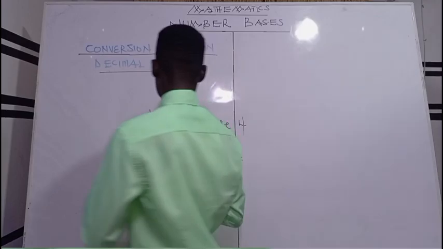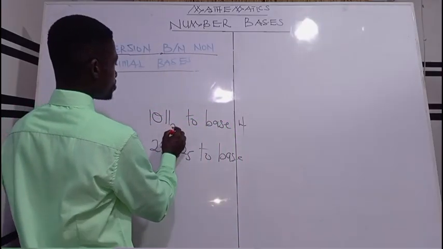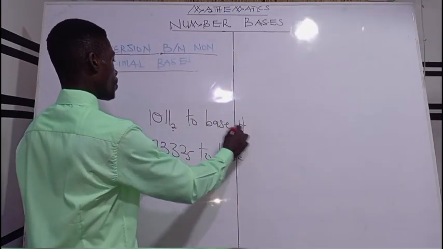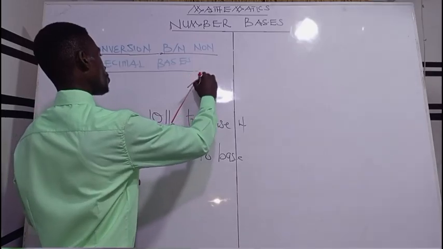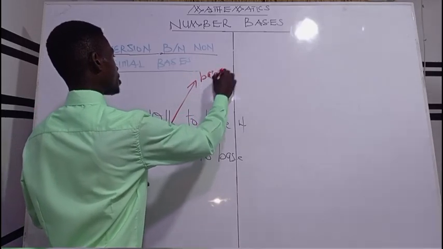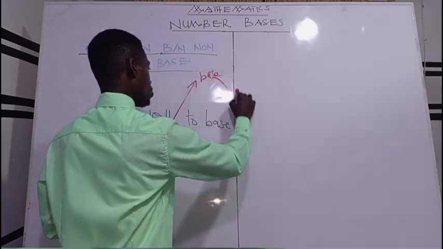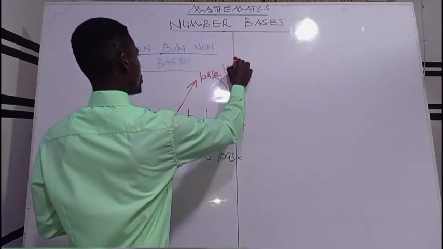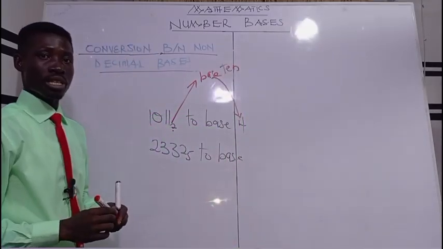So if it is 1011 base 2, we want to convert it to base 4. We are first going to convert this one to base 10, and then after that, we convert it to base 4. I guess you are following the pattern.